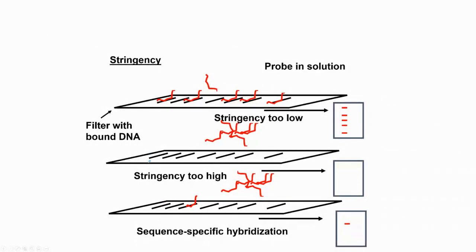And then, as I explained earlier, the stringency. If the temperature is too low, then it's low stringency, and it could give you non-specific binding. If it's too high, you could have no result because there's high stringency. So you need the optimum temperature to give you the correct result.